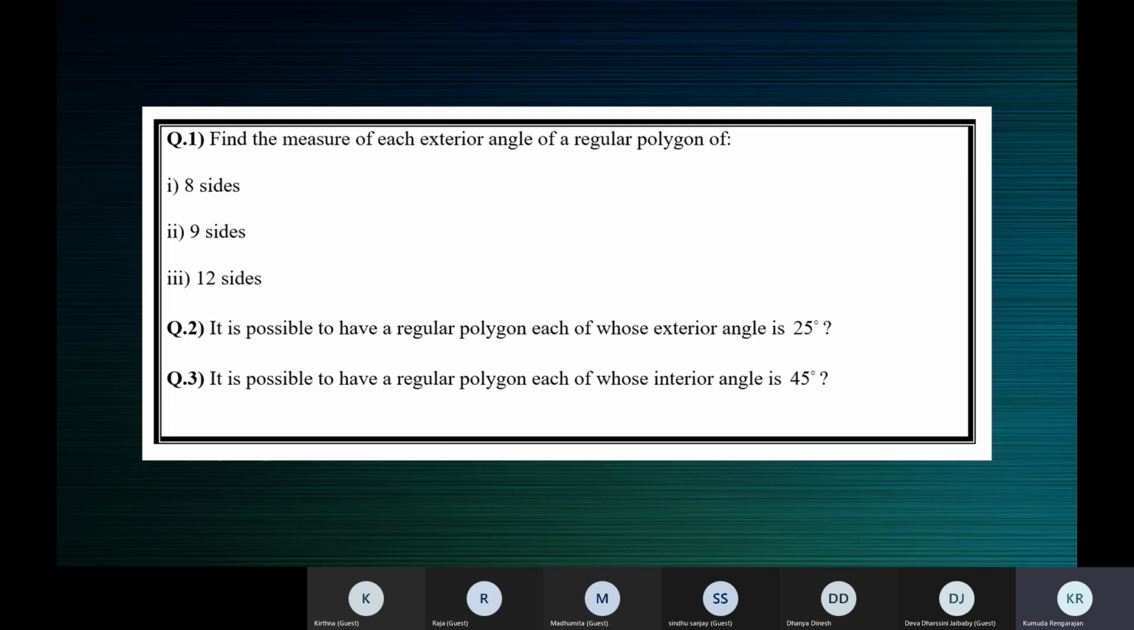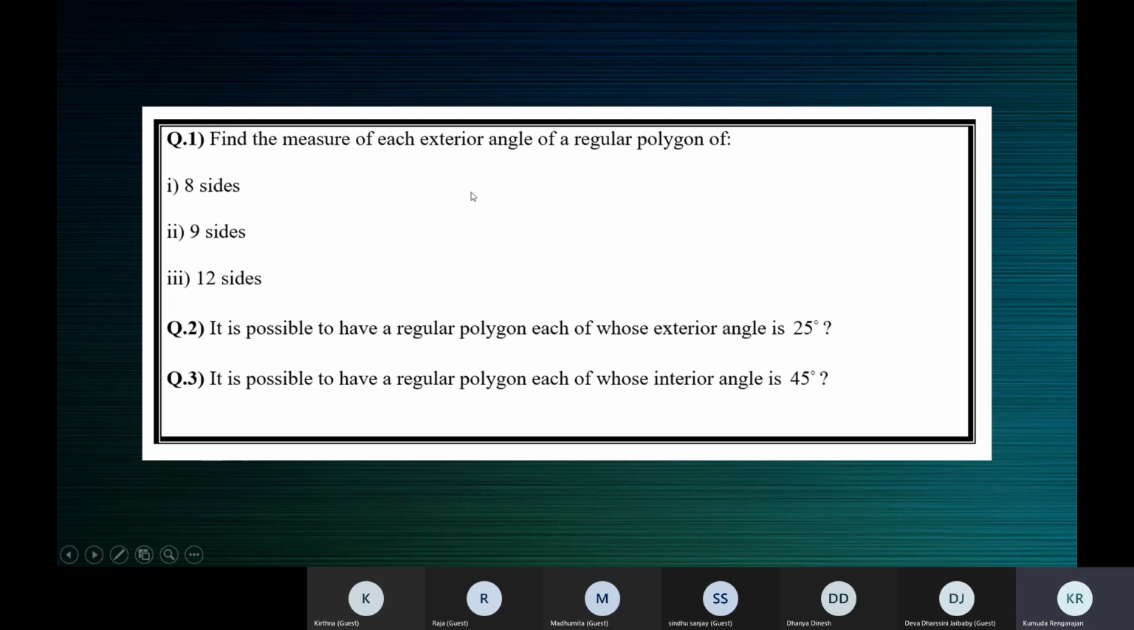Because each interior angle and each exterior angle together will have 180 degrees. We are talking about one interior and one exterior angle, each meaning one. So if each exterior angle is 30 degrees, then each interior angle will be 180 minus 30, 150 degrees. 150 and 30 makes 180.